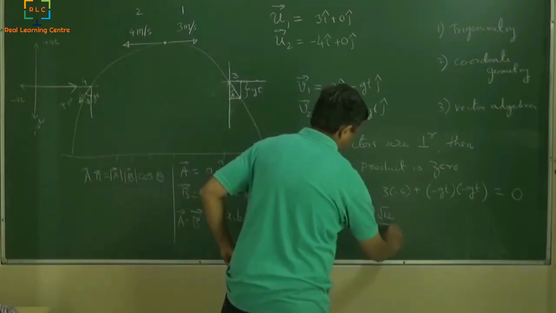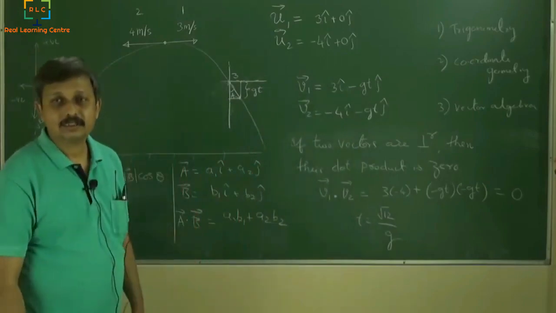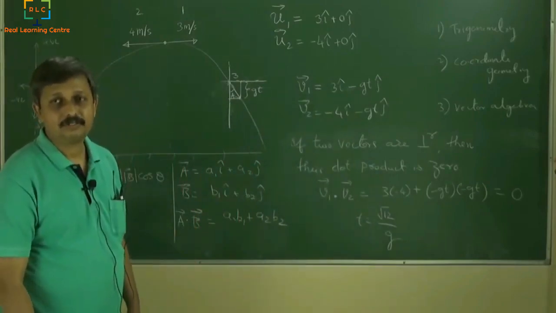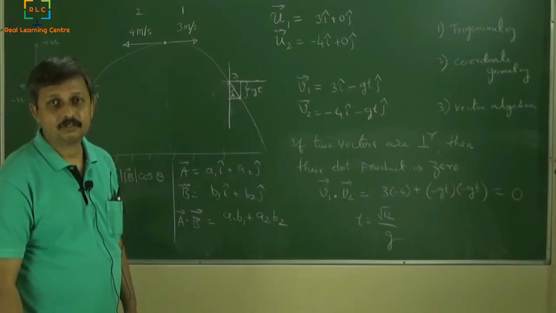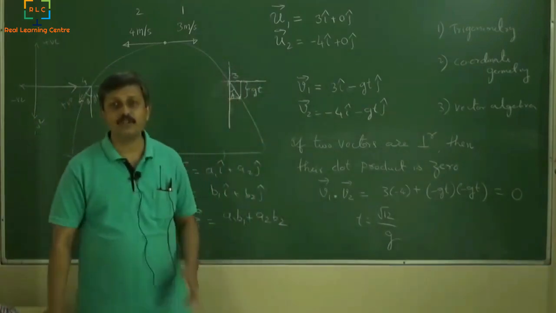So once you get t, calculating the distance between them is again 6th standard mathematics. So now we understood basically 3 different ways of doing this problem.